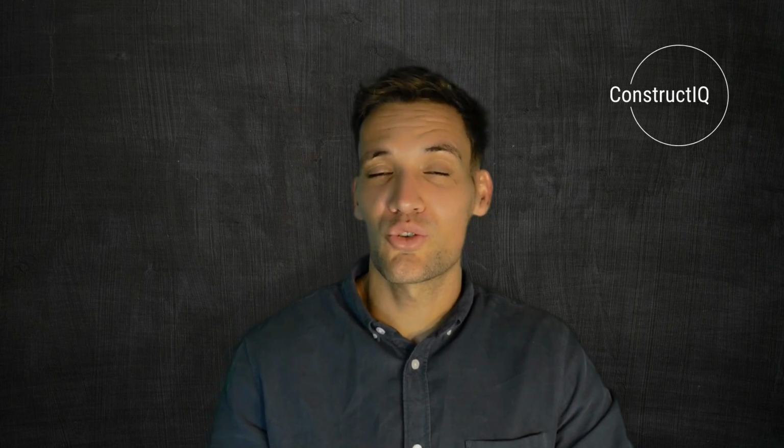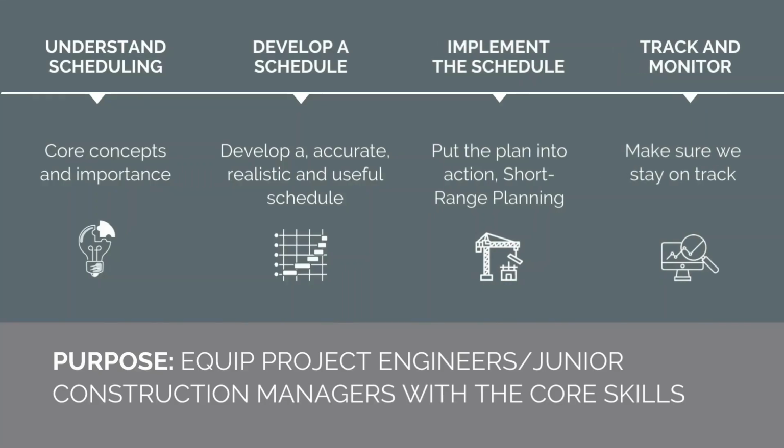This talk is part of a series of talks we're doing on how to equip project engineers and junior construction managers with the fundamental skill of construction project scheduling. There are 4 separate talks we're doing. The first one is on understanding project scheduling. The second one is on how to develop a project schedule. The third one, so this one, is on how to implement the schedule. And the fourth one will be on how to track and monitor progress.